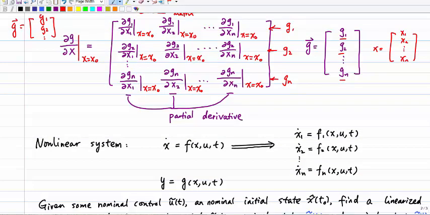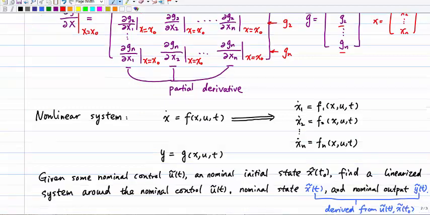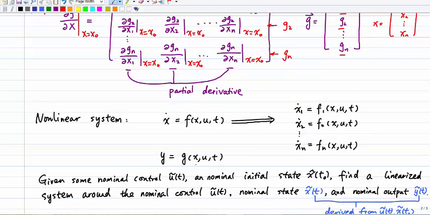What if I have a nonlinear system, x dot is f(x, u, t)? Here you can consider this as given by x1 dot(t) is f1(x, u, t), x2 dot is f2(x, u, t), up to xn dot is fn(x, u, t). So that will be n different nonlinear equations, and also y is equal to g(x, u, t). Now here's something I want to emphasize.